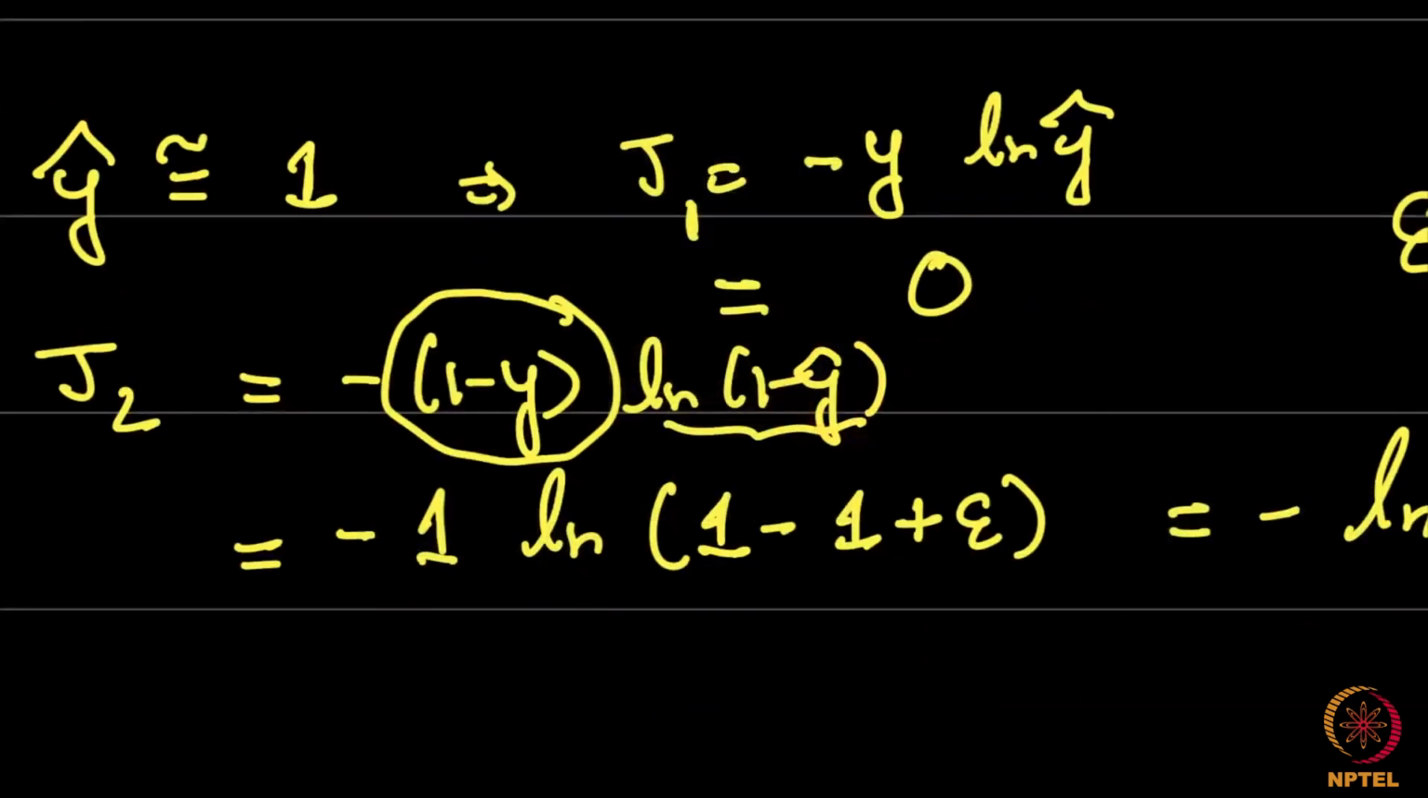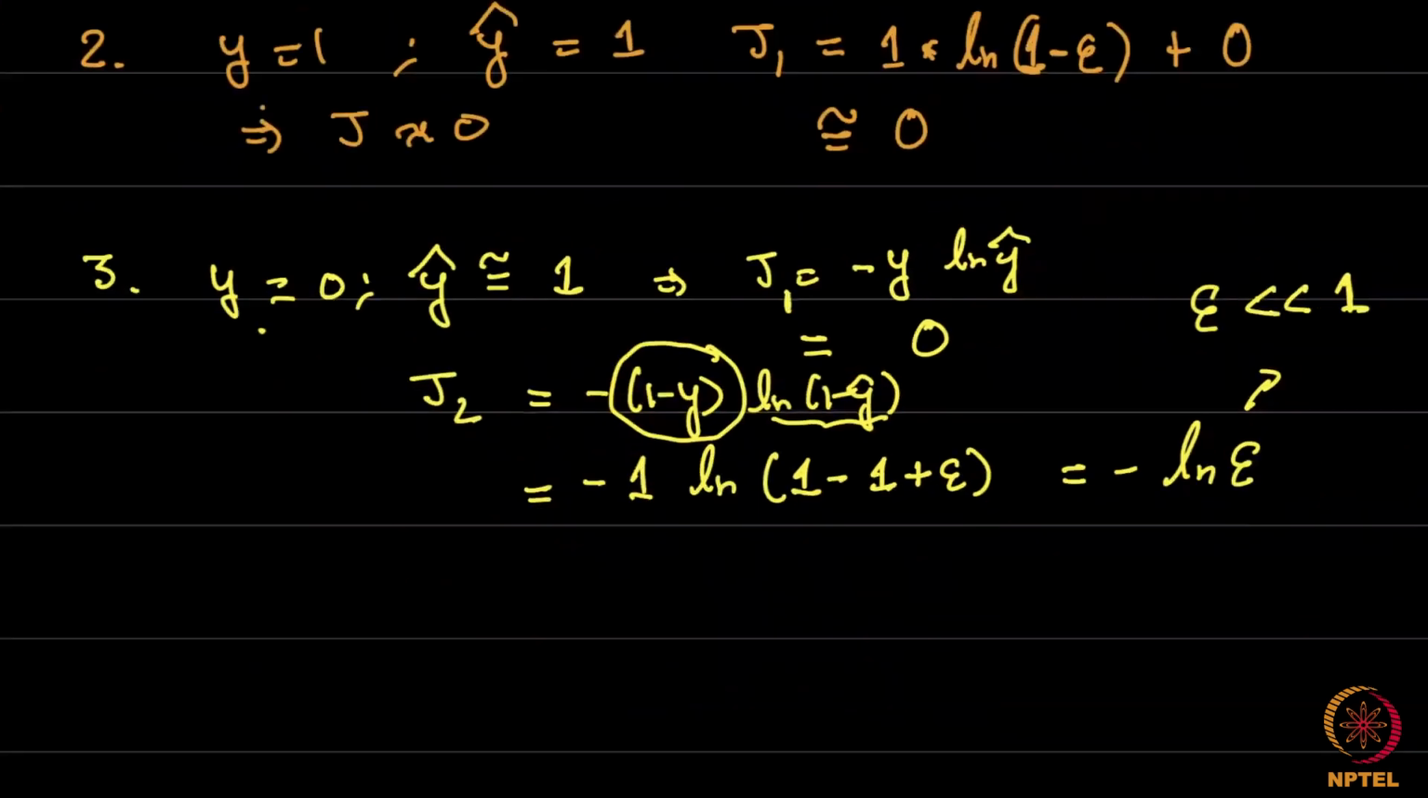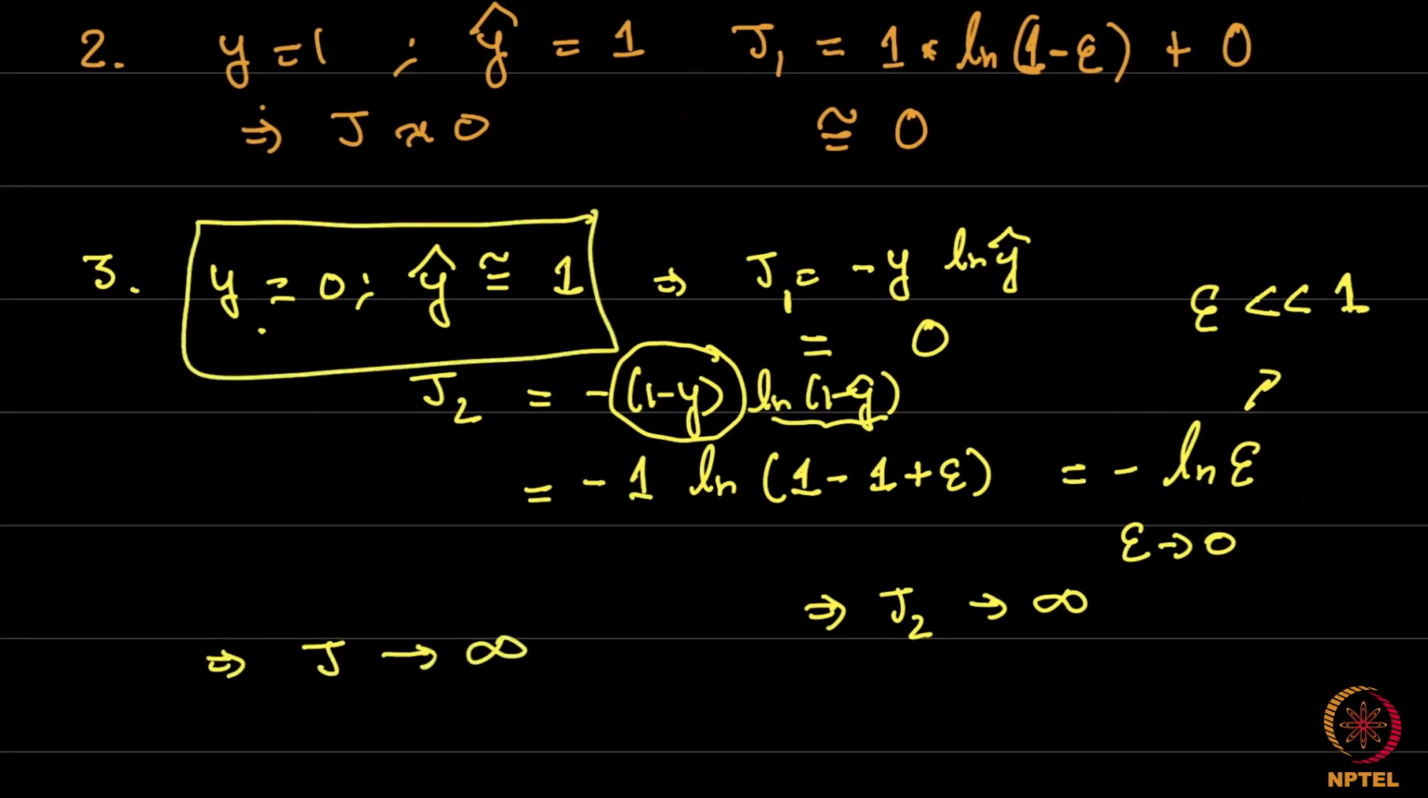Because y hat is approximately 1. It's almost close to 1. Let's say it's 0.999. Then you will get ln of 0.001. Which means this term, as you can see, epsilon tends to 0 means J tends to infinity. What this tells us is the loss tends to infinity for the binary cross entropy in case we misclassify.